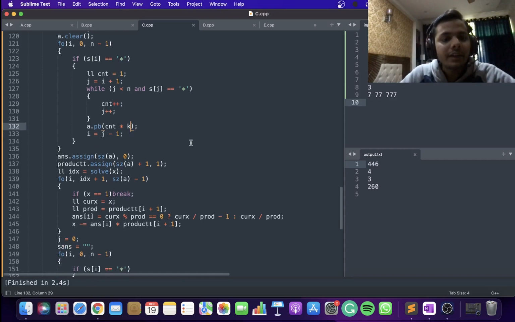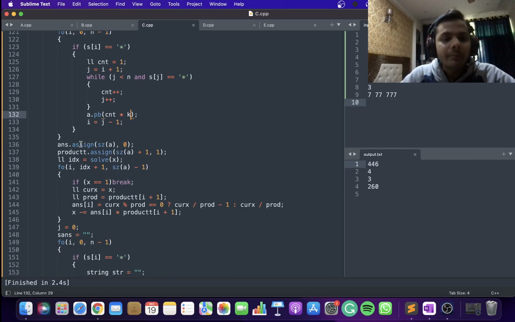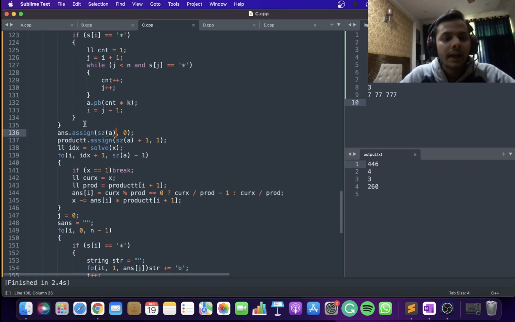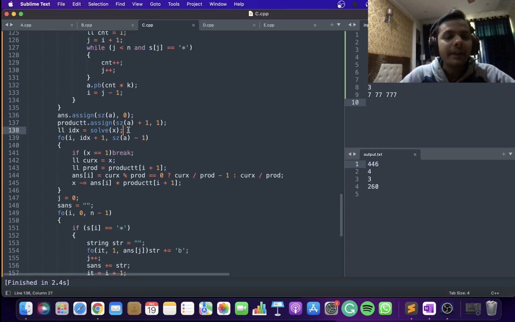Right, so once I have my vector prepared, I'm taking another vector of answers, where answer of I stores that in the particular position I have to replace the asterisks with how many b's, right? And the size of this vector is nothing but the total number of continuous chunks of stars that I'm getting. And then I also have this product, where product of I is nothing but the total number of strings that can be formed from the suffix of I. And first of all, I'm finding the first index from the right, such that the total number of strings that can be formed from the suffix of the index exceeds x. And let's see how I'm doing that.